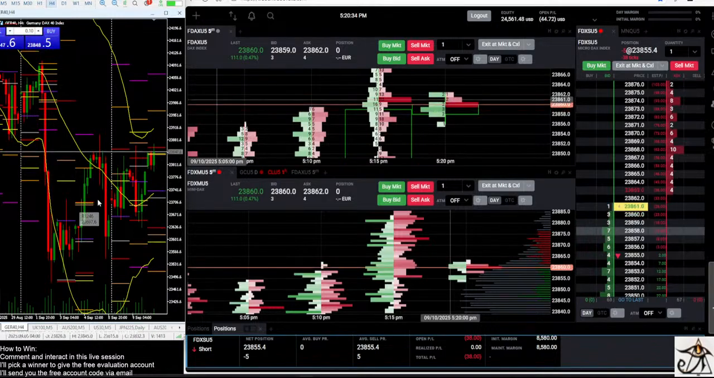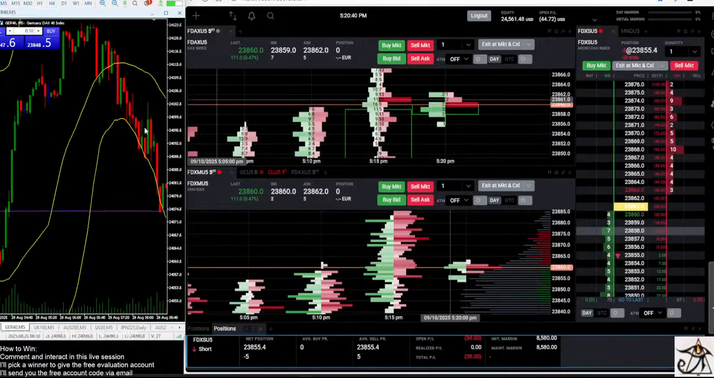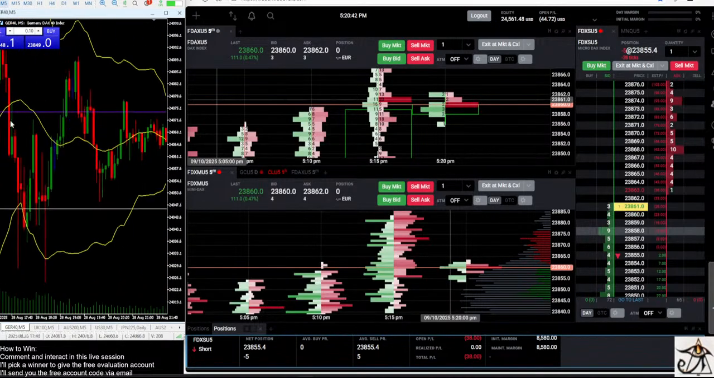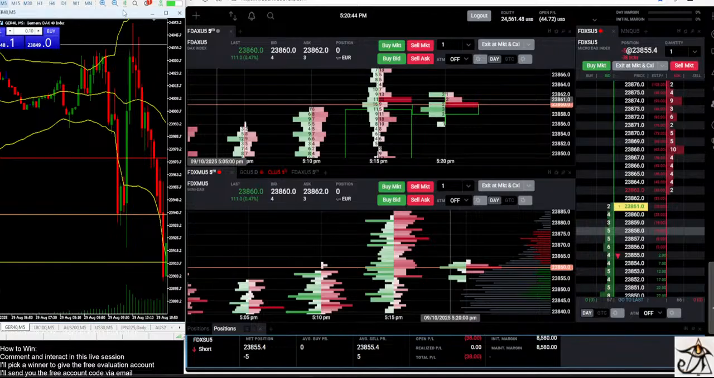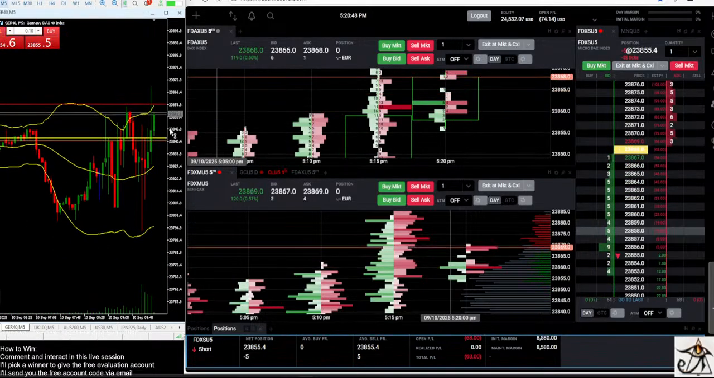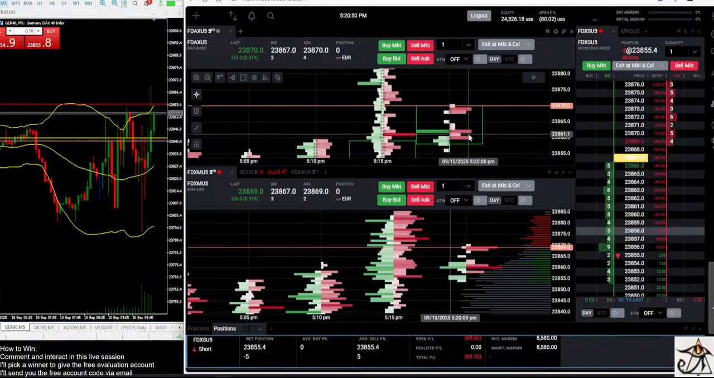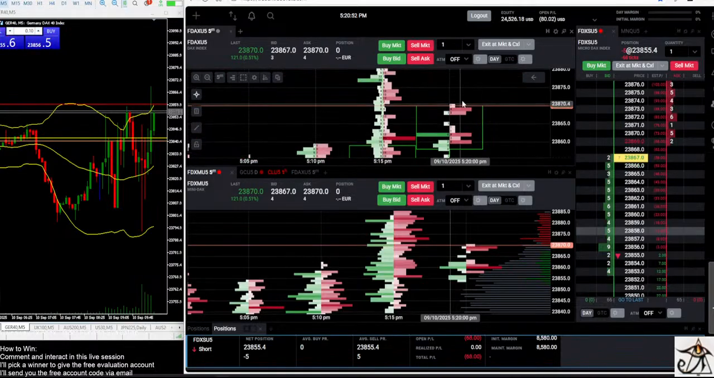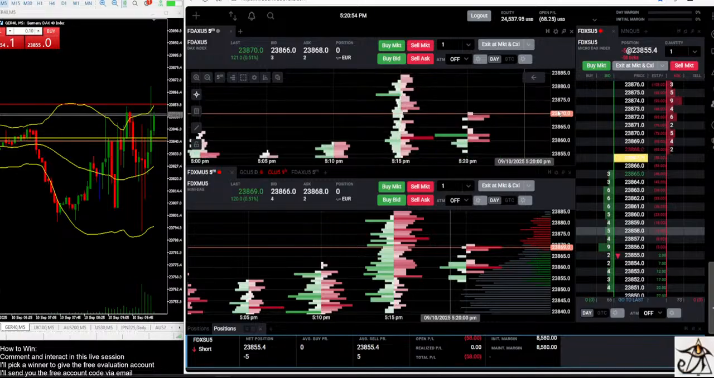I'm not going to sit around and wait to hit the low of the range, because the nature of the Apex Trader funding is that trailing drawdown is a bit of a squeeze, so you've got to get in and out when you can. We're really building though, and it may not be my day, so we'll see.